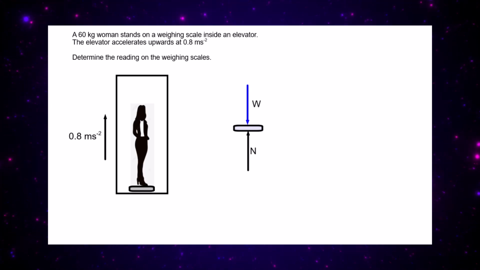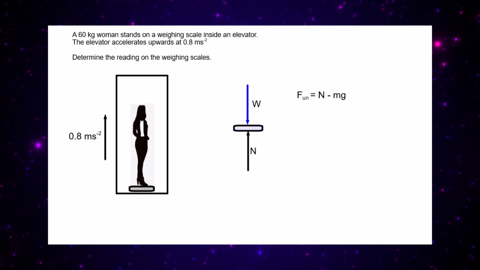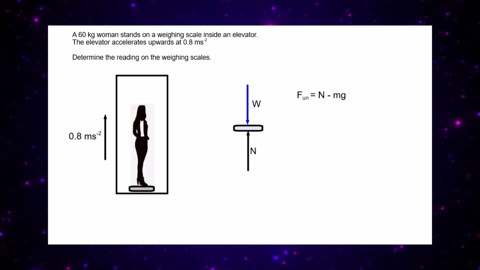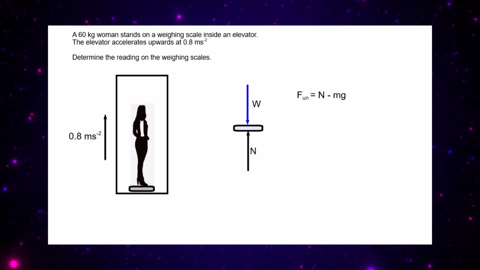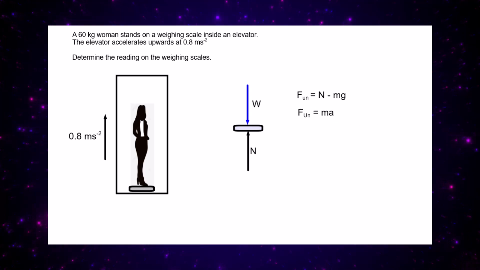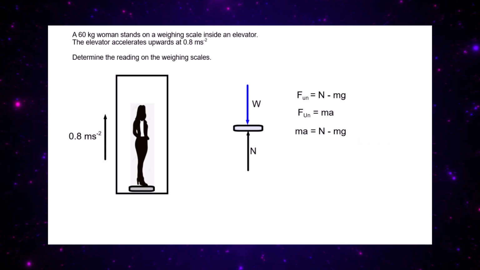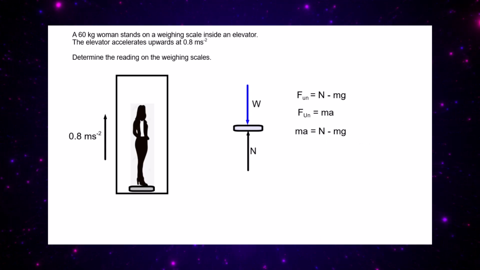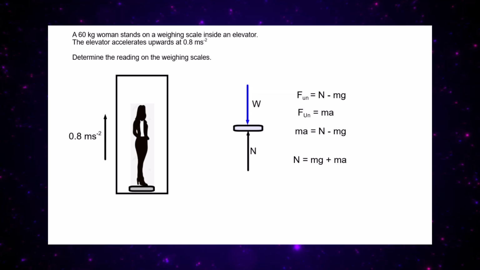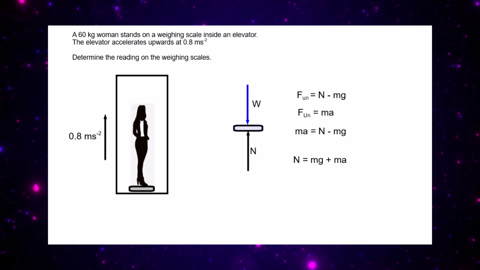Now, if the lift is accelerating upwards, we know that the unbalanced force must equal all the forces acting up, which is N, minus all the forces acting down, which is the weight, which equals mg. So we have unbalanced force equals N minus mg. Now, we also know that the unbalanced force is equal to mass times acceleration. And therefore we can substitute unbalanced force equals mass times acceleration into that top equation to give us ma equals N minus mg. And if we rearrange for N, we get the following expression. The normal force N equals mg plus ma. And it's this normal force which is going to give rise to the reading on the weighing scale.